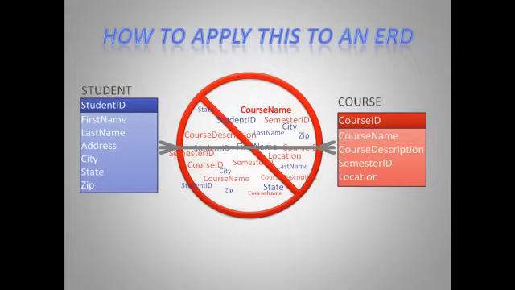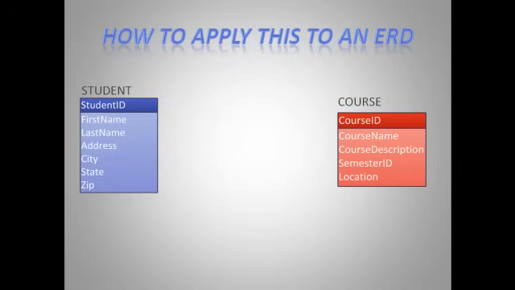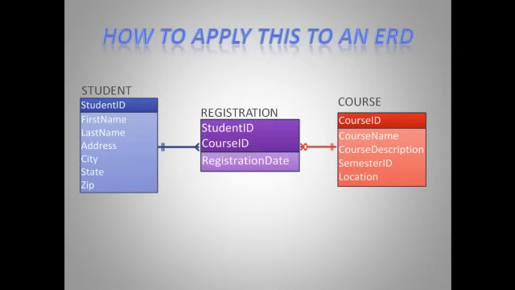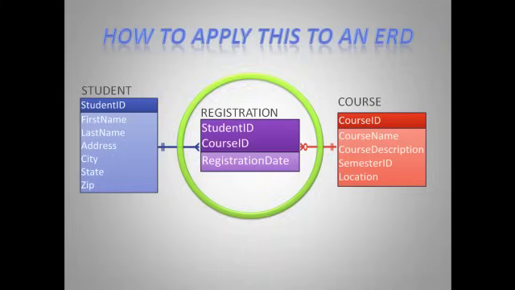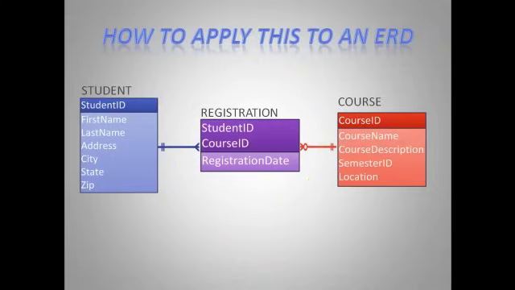The way to properly create a many-to-many relationship is by using a bridge table, creating a one-to-many relationship between each main table and the bridge table. When we introduce a bridge table, in this case, the registration table, we can combine the data from both tables while still keeping it organized and uniquely identified.